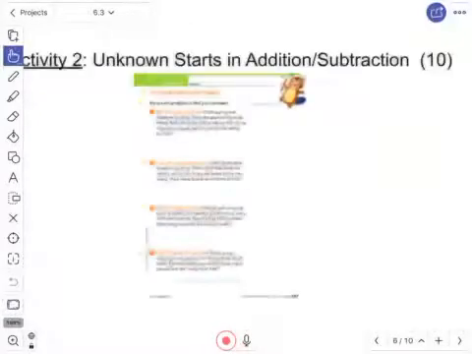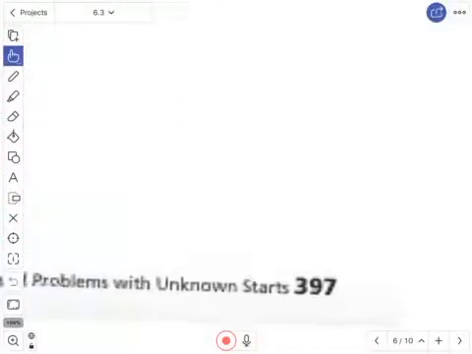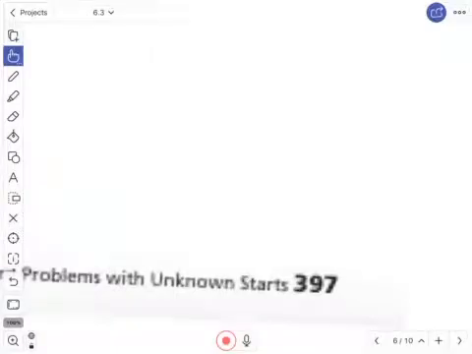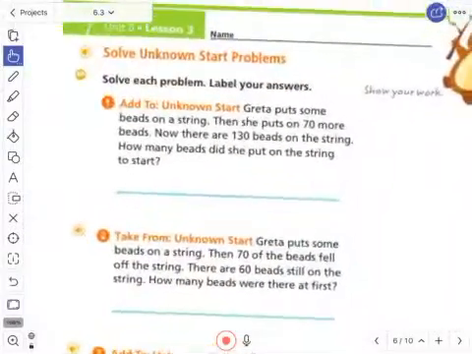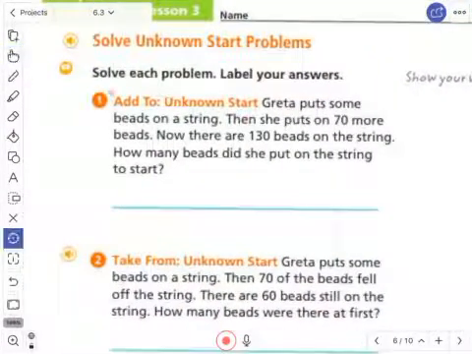We are going to be going to our first workbook page for today. This is page 397. So if you have not put it on Notability yet, you can put it onto Notability. And up at the top, I'm just going to start by reading the black bold words, always what good mathematicians do. Ready? Solve each problem, label your answers.